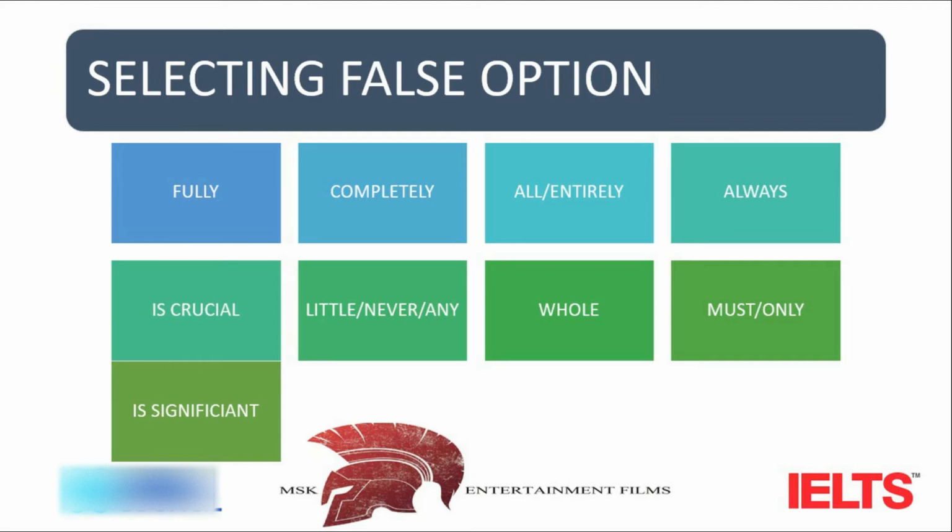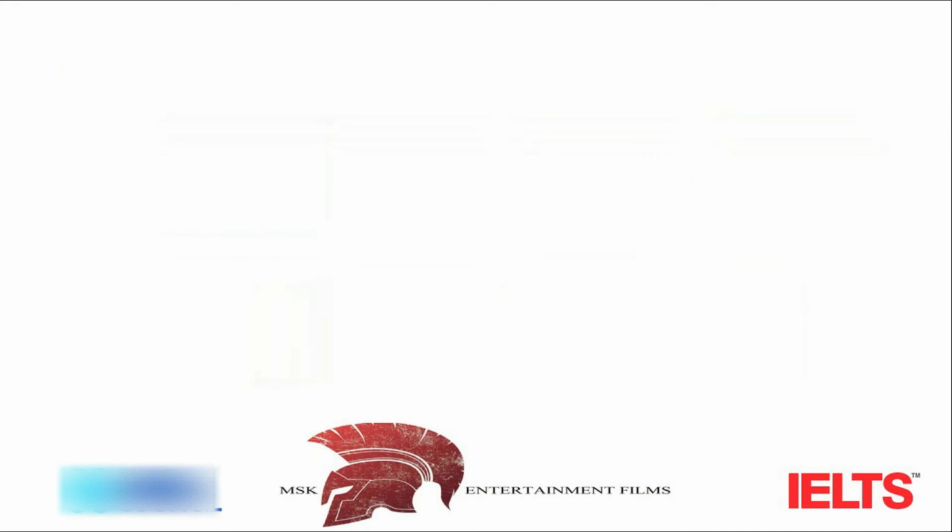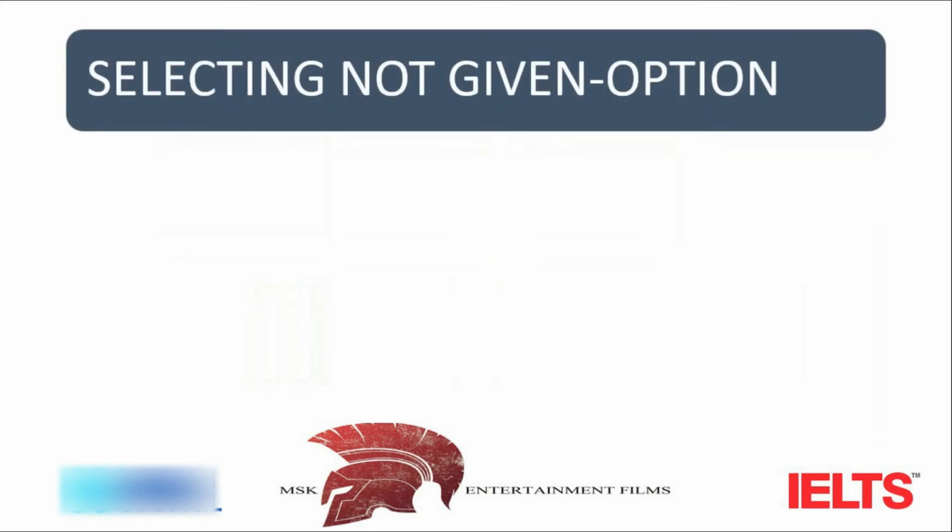If a sentence is given to you and there is a doubt of even 0.1% or 1%, then in that case you can select the false option. And you can use these words when you are out of time. Let's move ahead and see how to select the not given option.